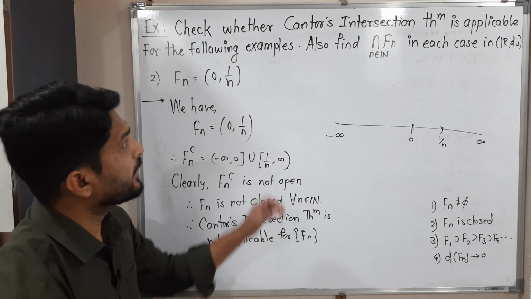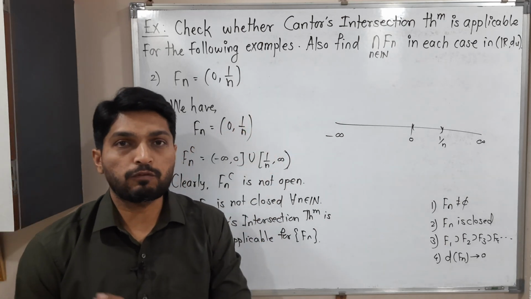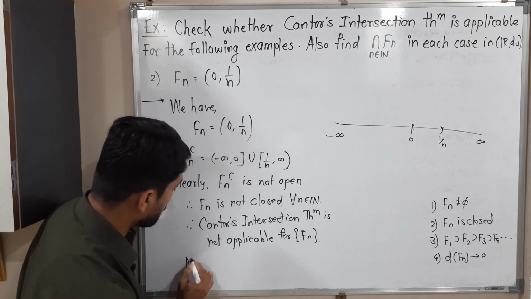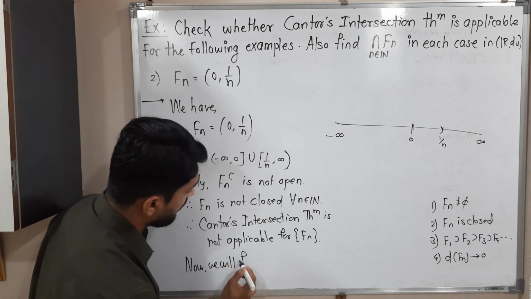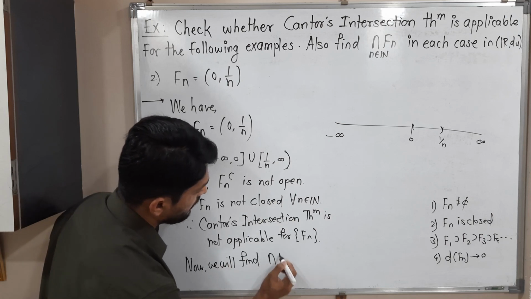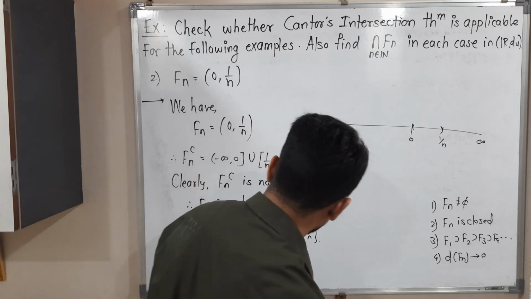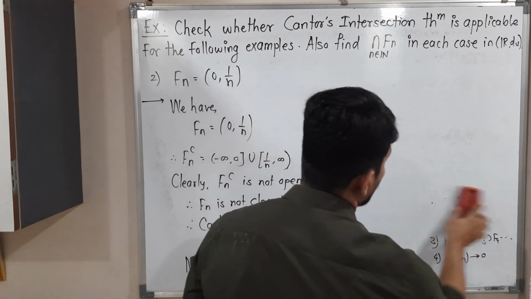Okay, so the first part is over. Now in the second part we have to find the intersection of all these sets Fn. So let me mention, now we will find the intersection of Fn, n belongs to the set of natural numbers. So we are going to find the intersection now. Let me remove this part. We will use this space to write.